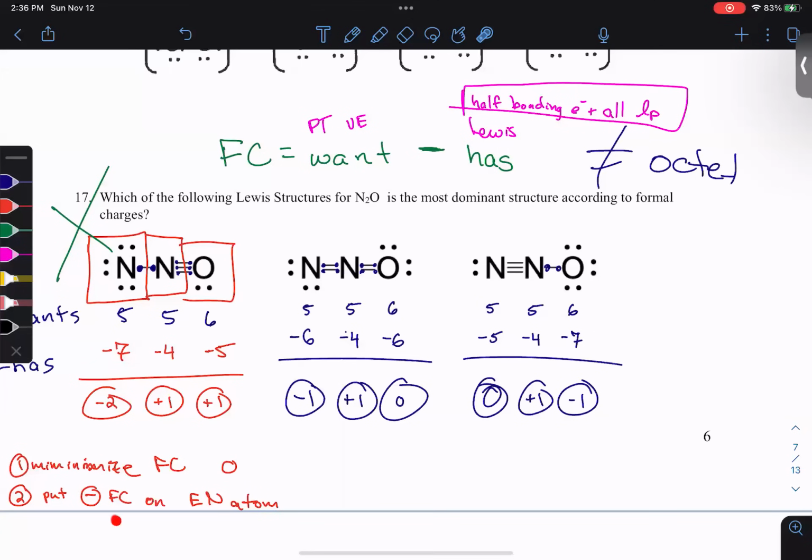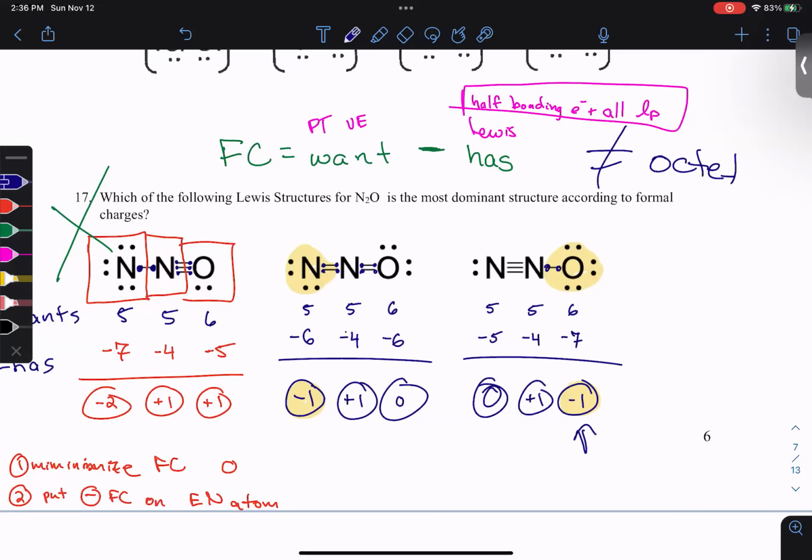Put negative formal charges on the most electronegative atoms. So if we look at the difference between the second and third molecule, we have a choice. We can put the negative formal charge on a nitrogen, or we can put the negative formal charge on an oxygen. So which one do you think we want to put it on? We probably want to put it on oxygen, yes, because oxygen is more electronegative.